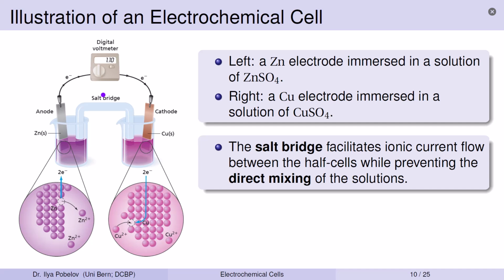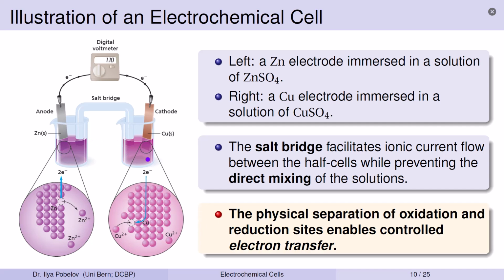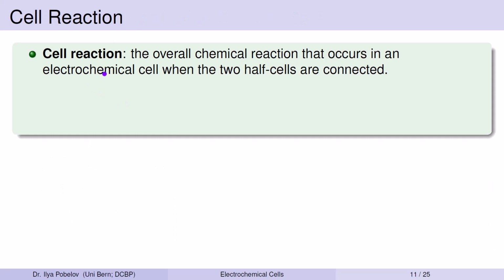This example demonstrates the fundamental setup of an electrochemical cell, where the physical separation of oxidation and reduction sites enables controlled electron transfer, essential for various applications in electrochemistry. The overall chemical reaction that occurs in an electrochemical cell when the two half cells are connected is referred to as a cell reaction.